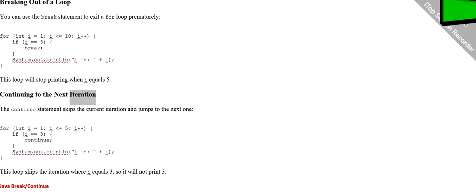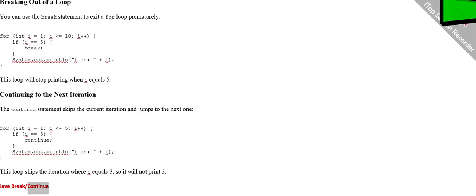Continuing to the next iteration. The continue statement skips the current iteration and jumps to the next one. for (int i = 1; i <= 5; i++) { if (i == 3) { continue; } System.out.println("i is " + i); } This loop skips the iteration where i equals 3, so it will not print 3.